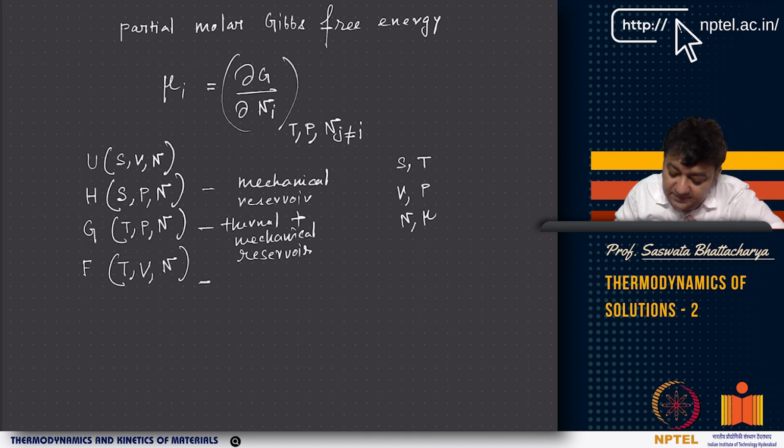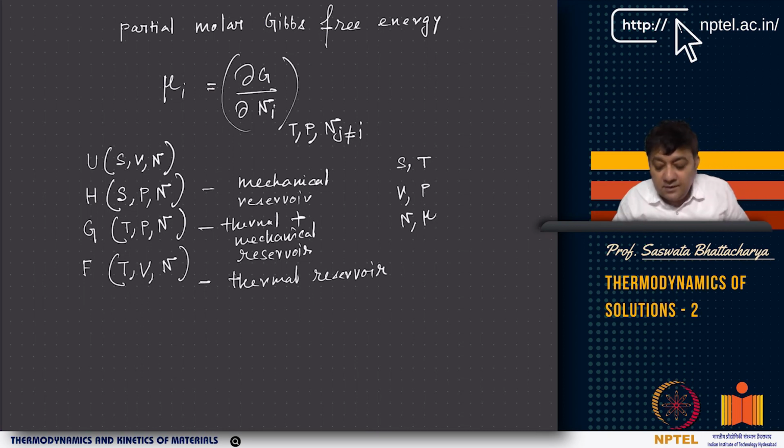And here, if we talk about this, this is only a thermal reservoir. Here the pressure can change, but the volume does not. So when we write F as a function of T, V, N, if it is a function of T, that means the system is in contact with the thermal reservoir, so it acquires the temperature of the reservoir. But in G, it is a thermal and mechanical reservoir. The system is in contact with the thermal and mechanical reservoir, which means we are specifying temperature and pressure, which are basically conjugates of entropy and volume.